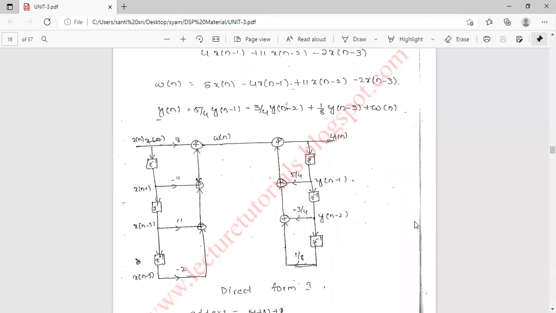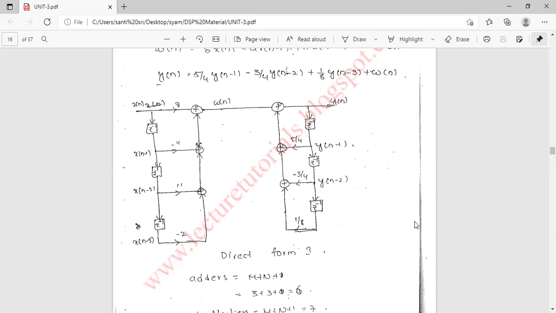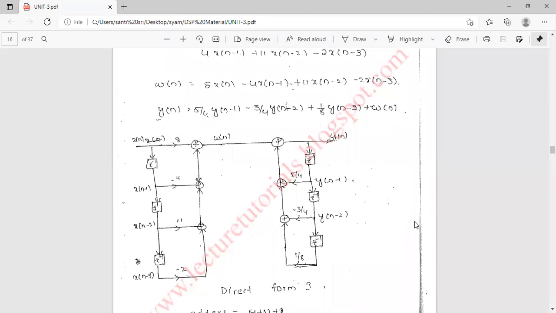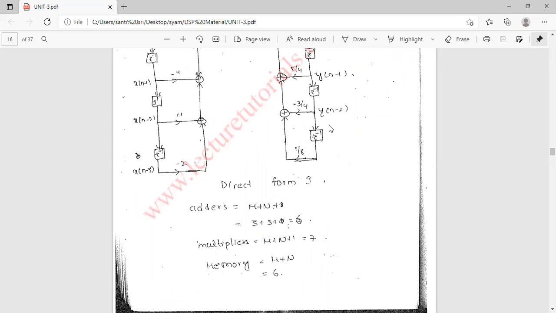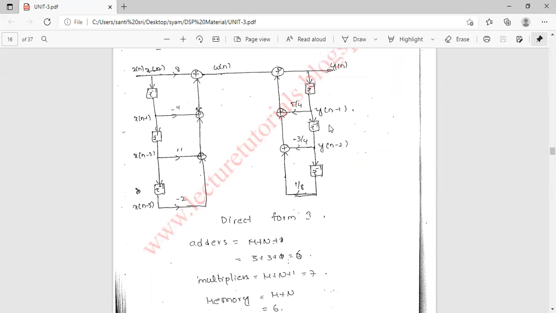So for this one, we will draw the direct form 1 structure. Okay, so x of n into 8 minus 4 into x of n minus 1, 11 into x of n minus 2, minus 2 into x of n minus 3 will all be added and this will be equated to w of n. W of n will be added to 5 by 4 into y of n minus 1 plus minus 3 by 4 into y of n minus 2 plus 1 by 8 into y of n minus 3. Okay, this is y of n. This is direct form 1. How many adders are there?